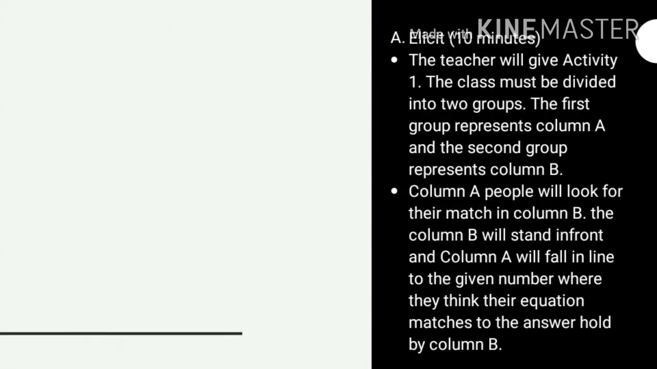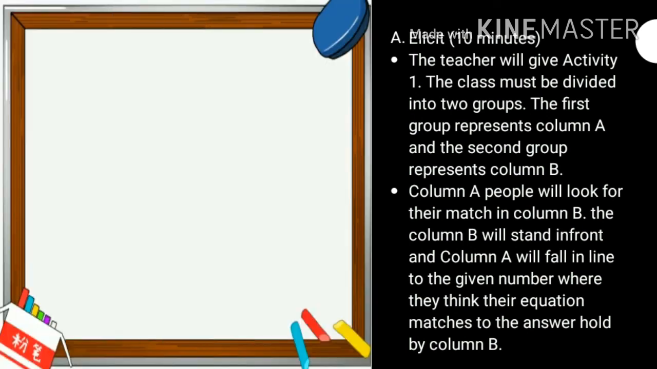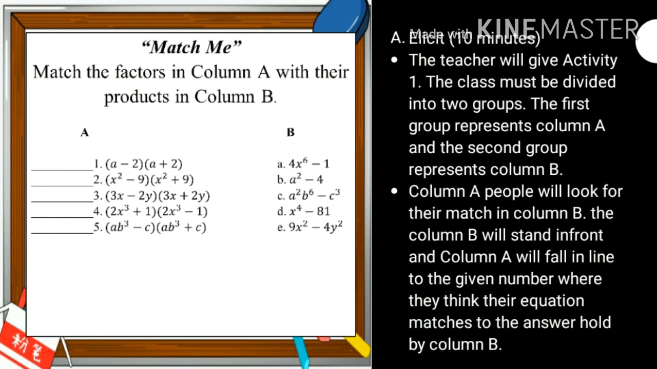So the class must be divided into two groups. The first group represents column A and the second group represents column B. Column A people will look for their match in column B. Column B will stand in front and column A will fall in line to the given number where they think their equation matches the answer held by column B. The activity is called Match Me.